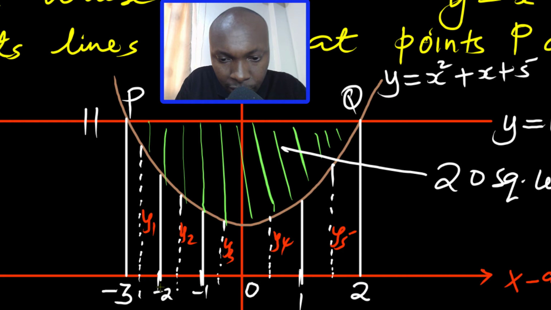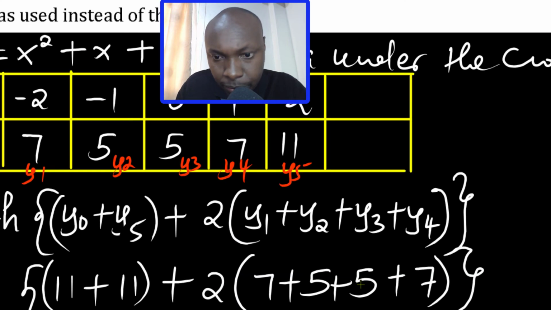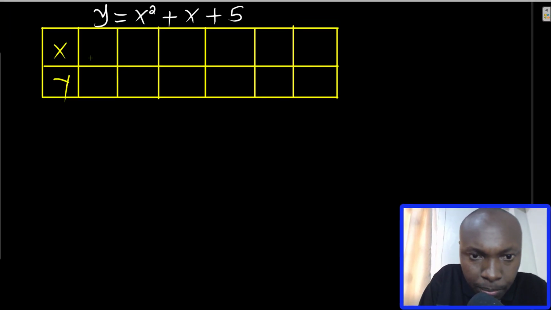So I'll need to prepare another table now using the mid-ordinate. You can see the first one is between -3 and -2, will be -2.5. The other one is -1.5. The other one is -0.5. The other mid-ordinate is between 0 and 1, 0.5, and the other one is 1.5. So that is what I need to have.